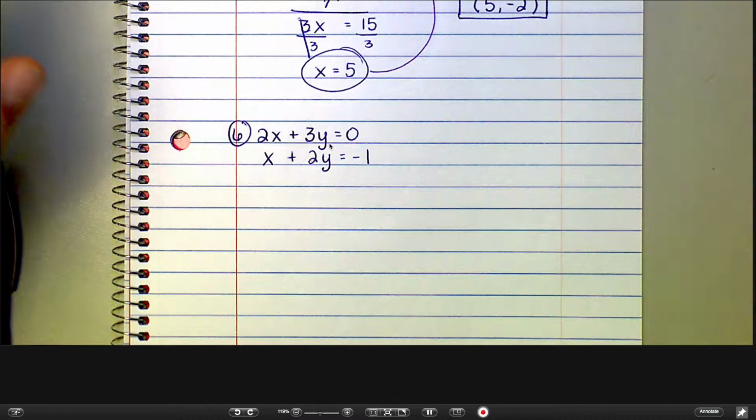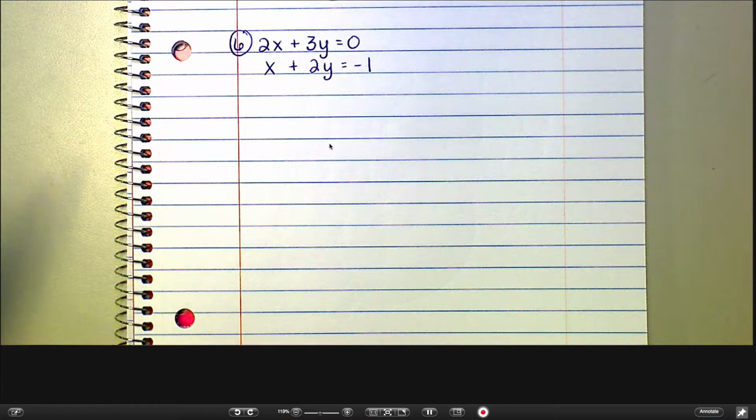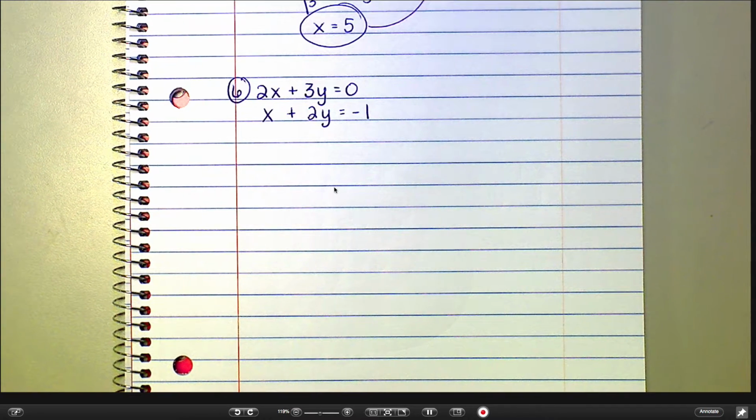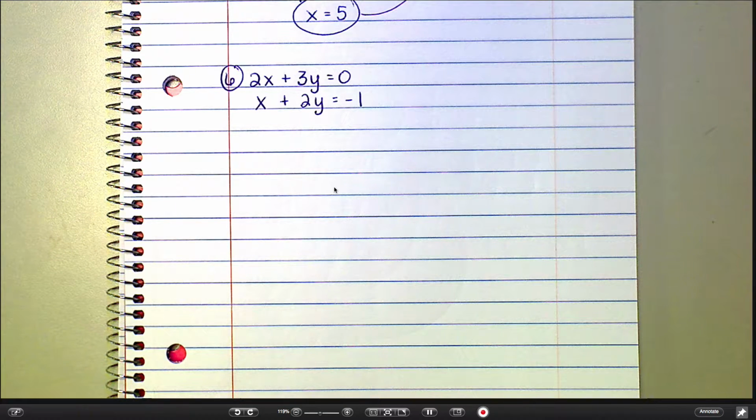This is problem number 6 from practice 6-2b. And when I'm solving with substitution, the first thing I always need is for one of the variables to be by itself. And I don't have that here. I don't have either x equals or y equals. So I'm going to need to make that happen.